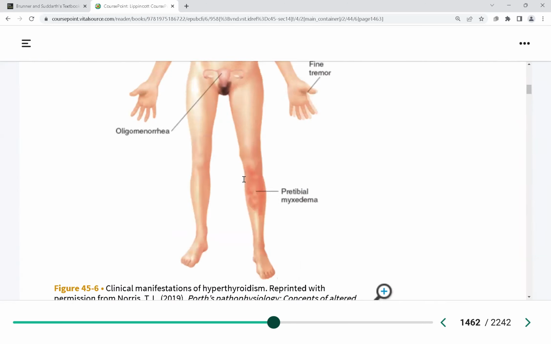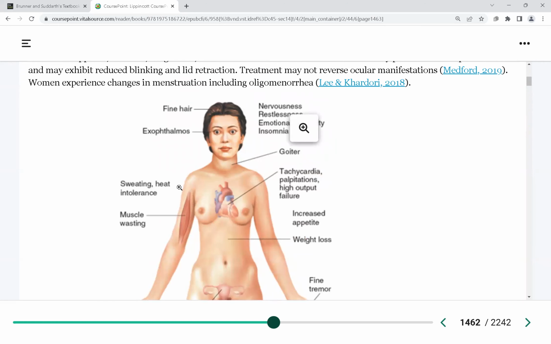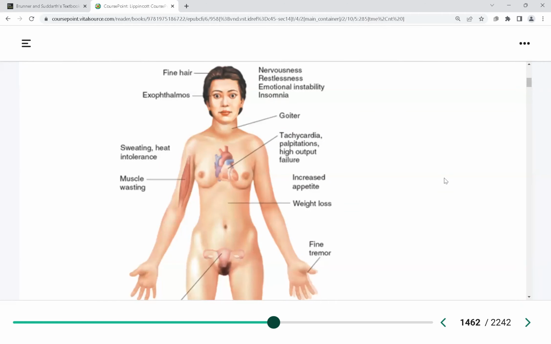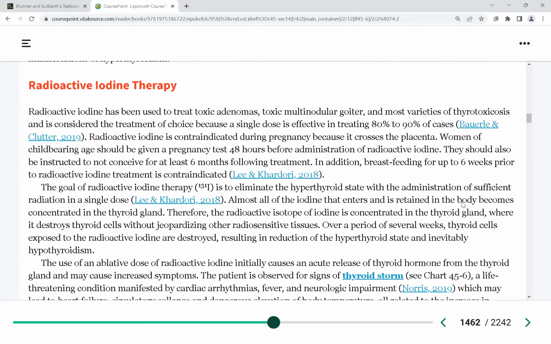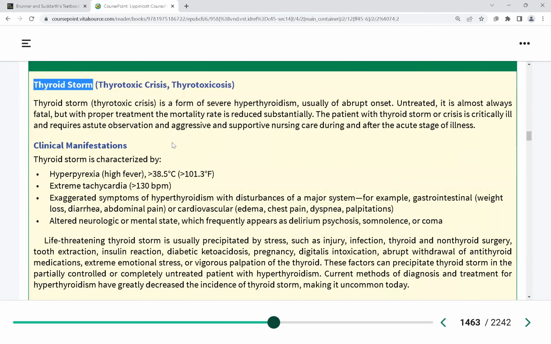Now imagine all these conditions here. The patient already has these. Imagine having these symptoms, these manifestations, double, triple, or quadruple. That's the patient's condition when they're in thyroid storm. So what happens to the temperature? Very, very high. What happens to the heart rate? Is it low?